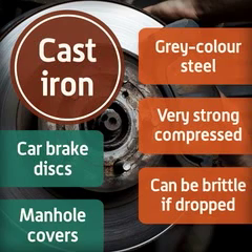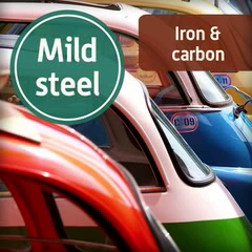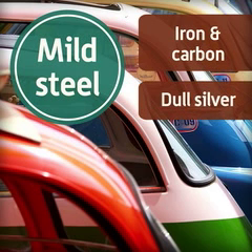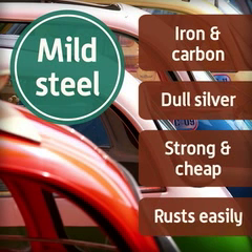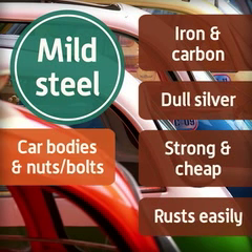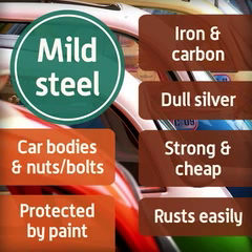Mild steel, made from iron and carbon, is more of a dull silver in colour and can go a dark grey unless it is cleaned. It's quite strong and cheap to make, but it does rust easily. It's used in car bodies and nuts and bolts as they are coated or protected from the air by a barrier of paint.